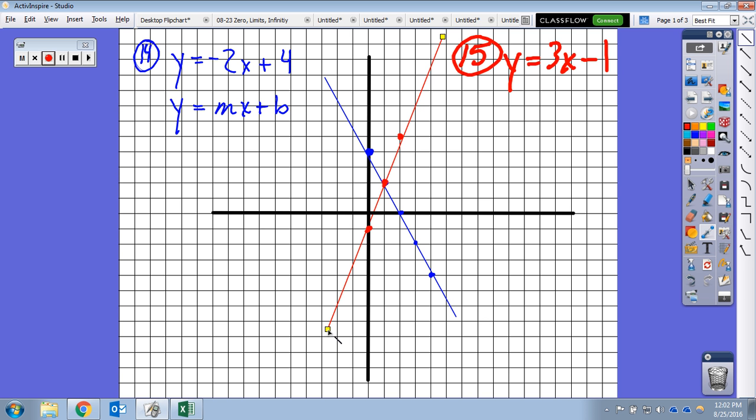If this were a system of equations, we say we have a system: y equals negative 2x plus 4, and at the same time y equals 3x minus 1. Is there a solution to this system?